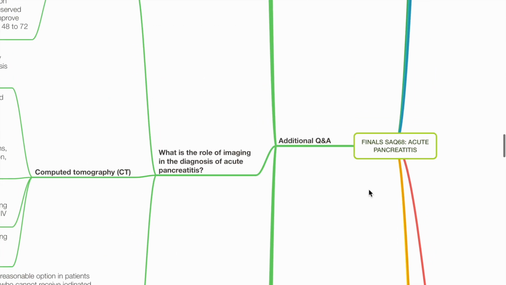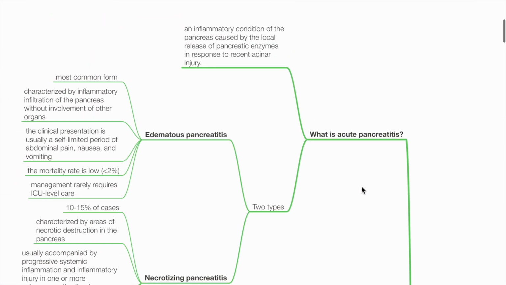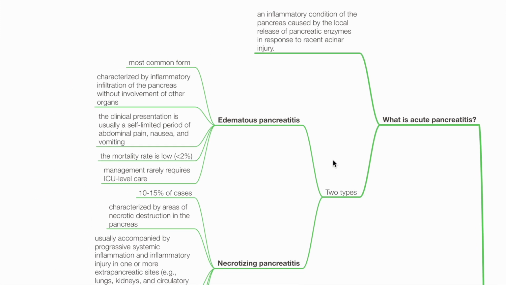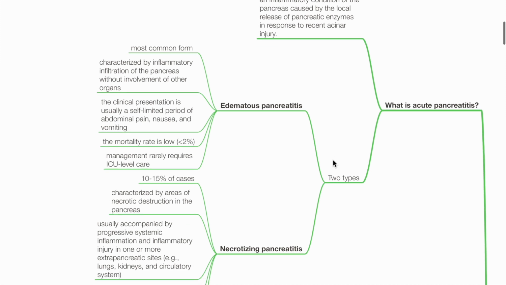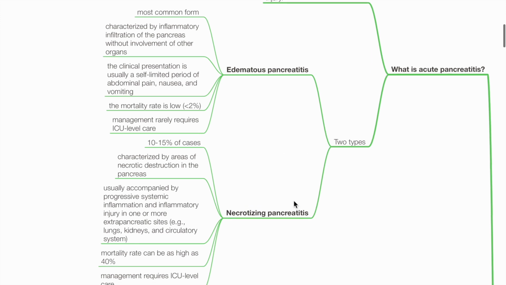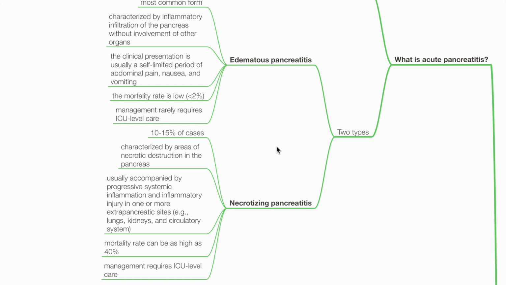Additional Q&A. What is acute pancreatitis? This is an inflammatory condition of the pancreas caused by local release of pancreatic enzymes in response to a recent acinar injury. Types include edematous pancreatitis and necrotizing pancreatitis. The edematous form is the most common form, characterized by inflammatory infiltration of the pancreas without involvement of other organs.